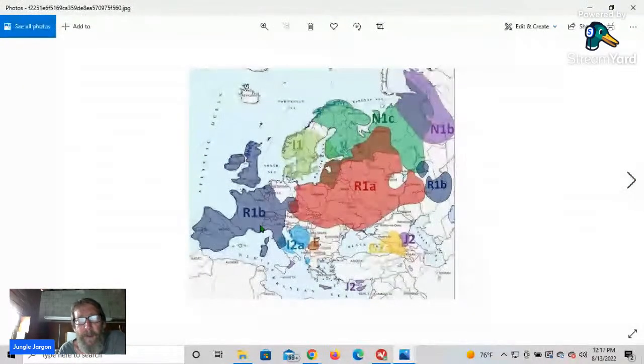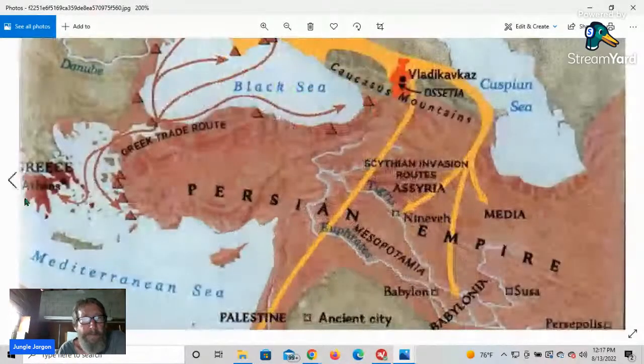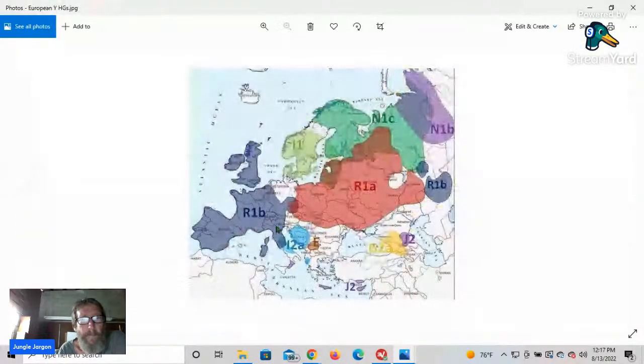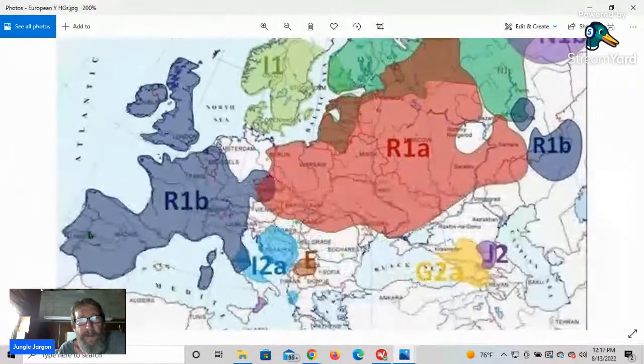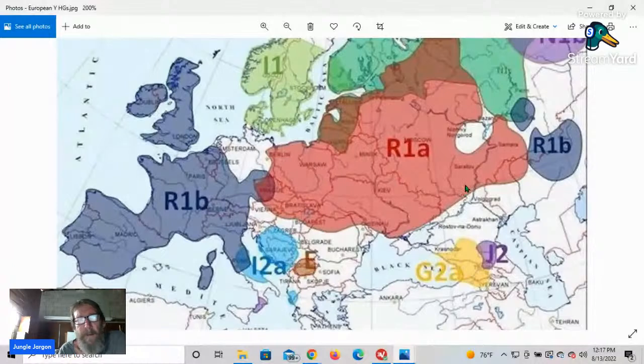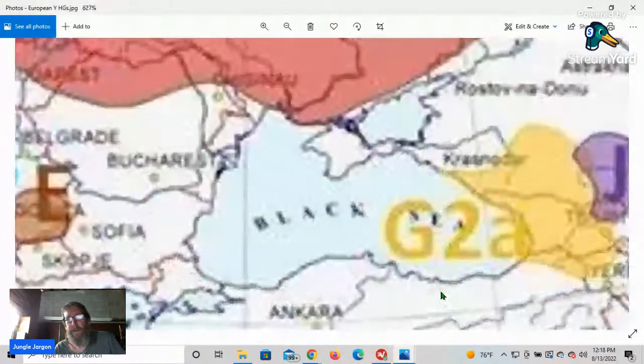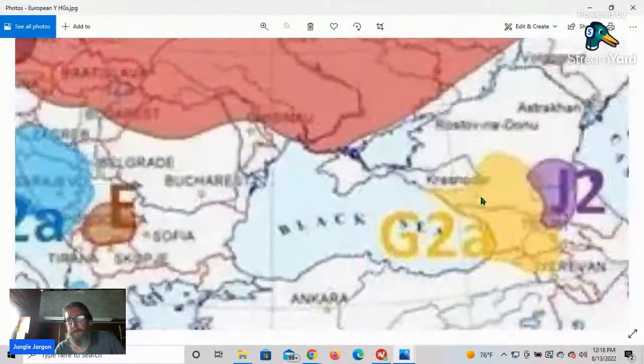Of course, this is R1B. R1B is Riphath, R1A is Ashkenaz, and the I1 and I2 is the descendants of Arpachshad, which is linked to the descendants of Judah, J2. And G2 is Assyria. It's all the way into Europe as well.